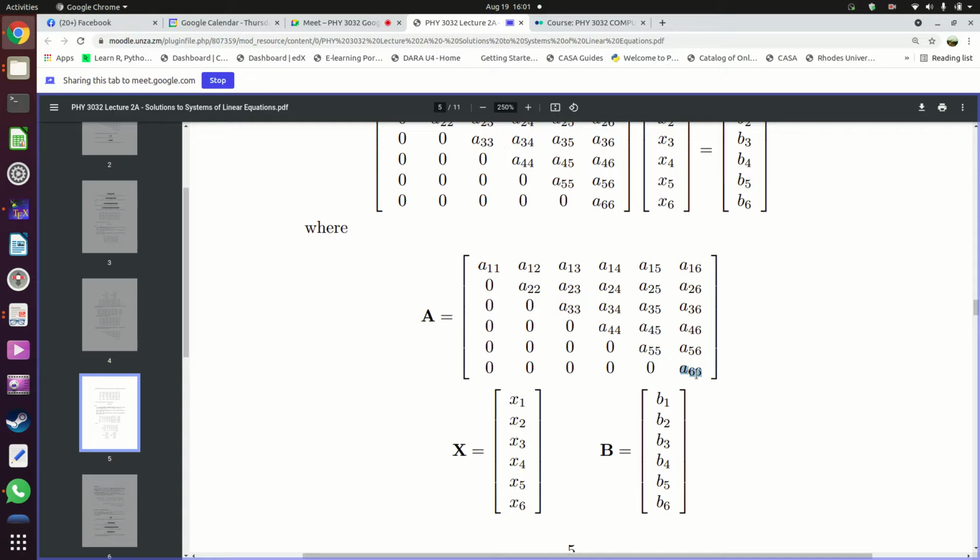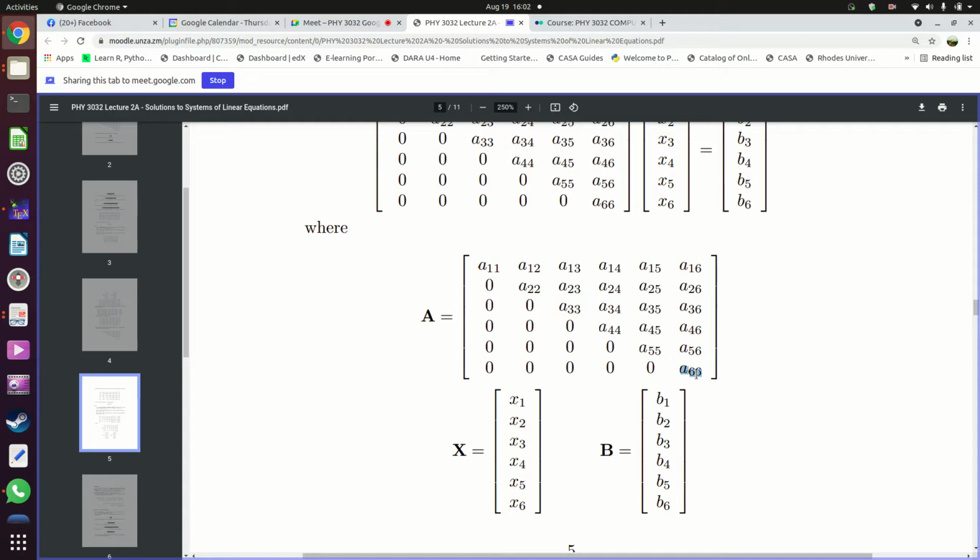Are we clear? Yes, sir. Remember, when we were doing x6, we divided by a66. When you're doing x5, you divide by a55. When you're doing x4, you divide by a44. When you're doing x3, you divide by a33. When you're doing x2, you divide by a22. When you're doing x1, you divide by a11. So if any of them is equal to 0, you can't do a division by 0. So it's not going to work.